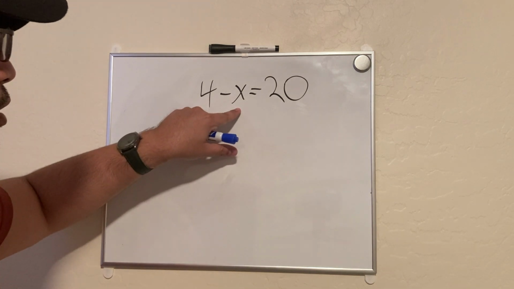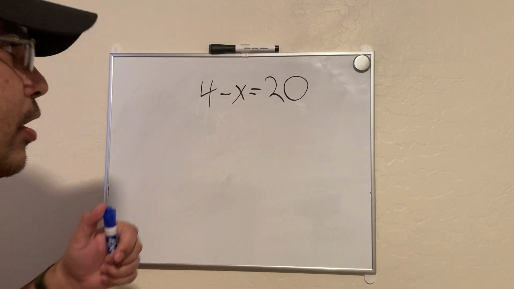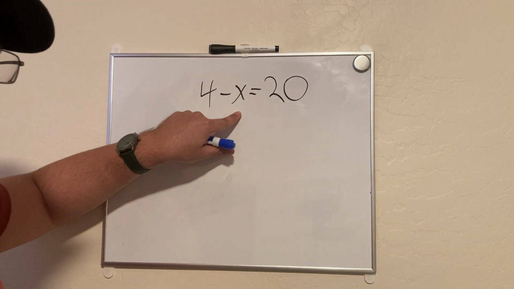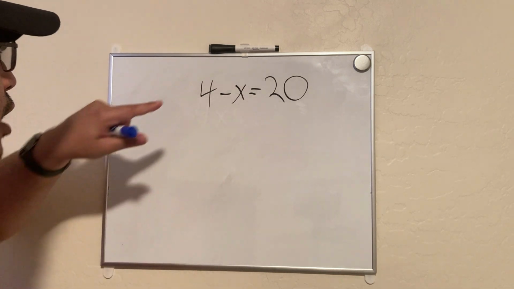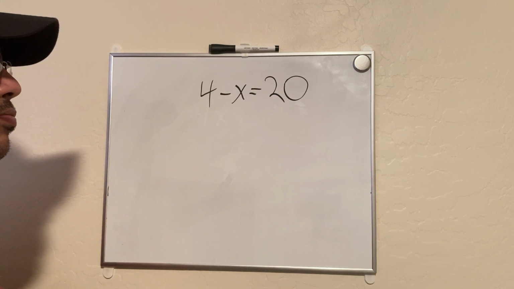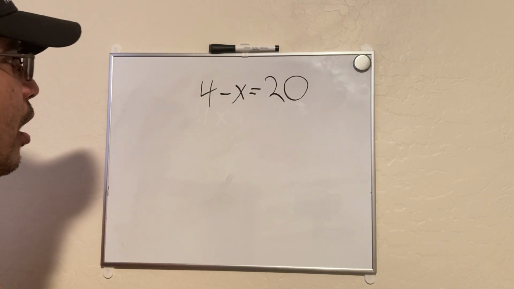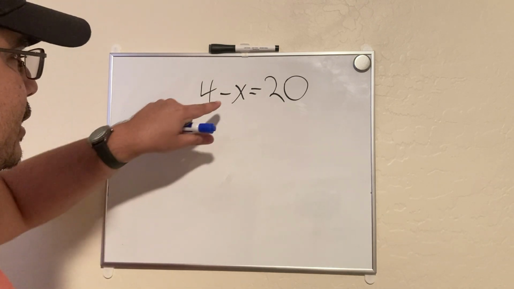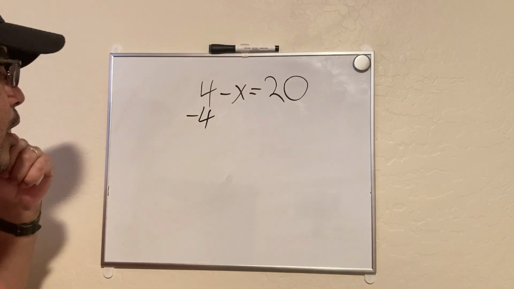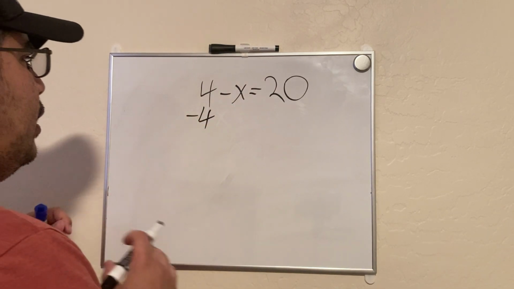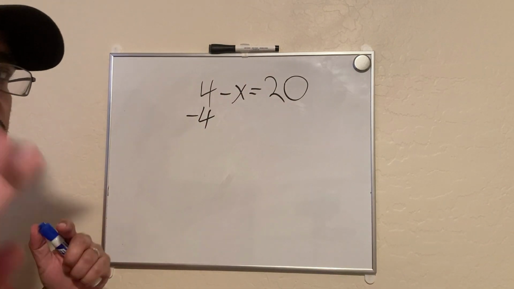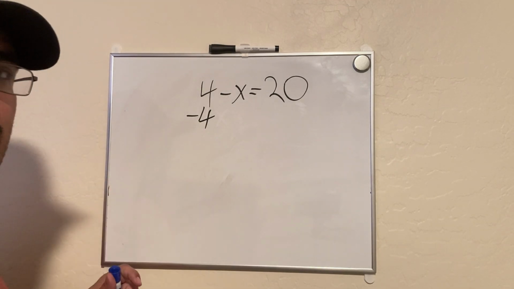So we have x here, but we also have the number 4. What we need to do is get rid of this pesky 4. We want x by itself. A lot of my kids immediately see this negative and think, I gotta subtract 4. In this case, subtracting 4 is correct here. I will show you another example where subtracting is not going to work. But in this case, you're correct.